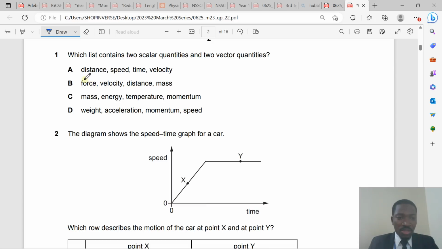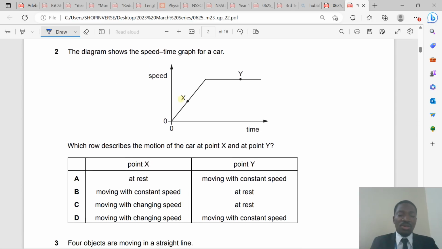Force is a vector quantity, velocity is a vector quantity, distance is a scalar quantity, mass is a scalar quantity. So we have two scalar quantities and we have two vector quantities. And that's the option that correctly answers the question. The rest of them, this is a vector quantity, this is a vector quantity, this is a vector quantity, this is a scalar quantity. And as for mass, scalar, scalar, scalar, vector. So none of them satisfy the condition except that option.